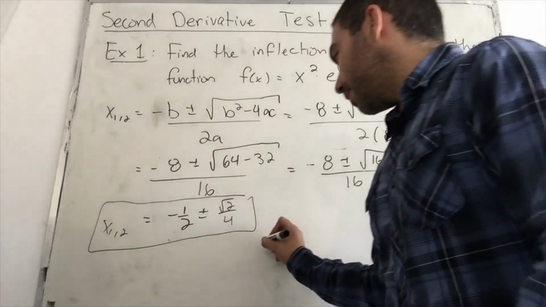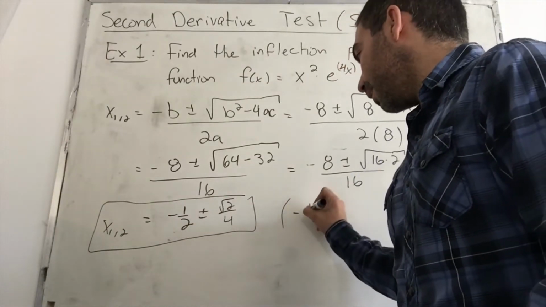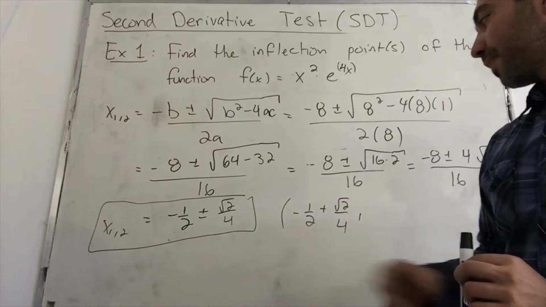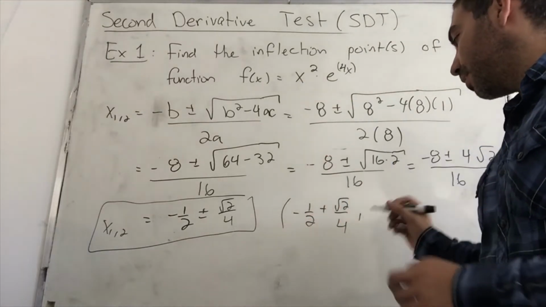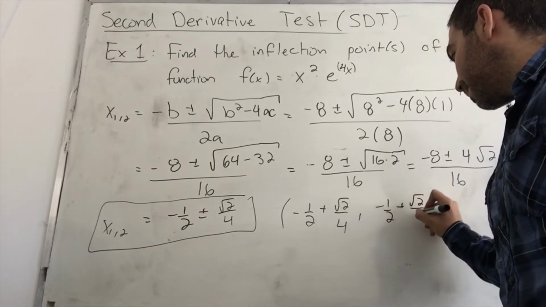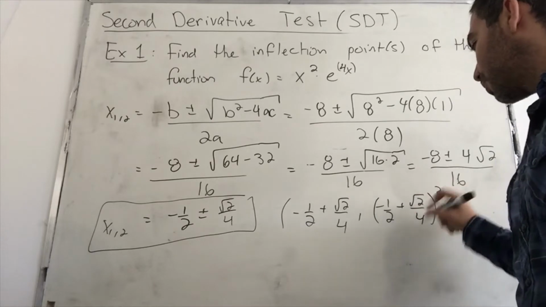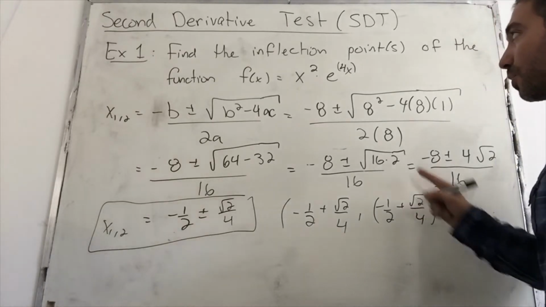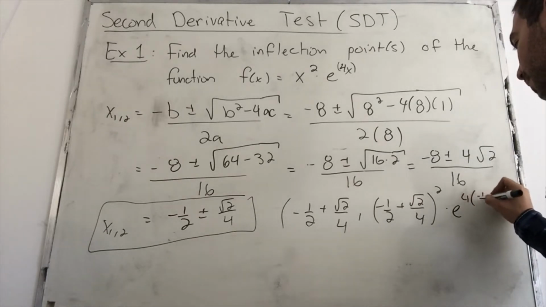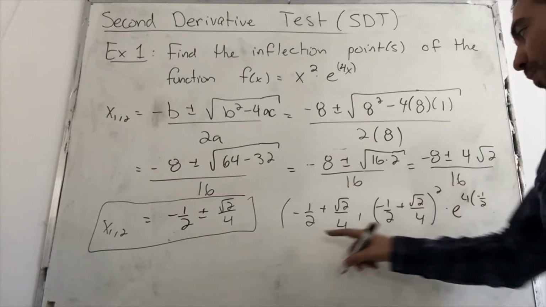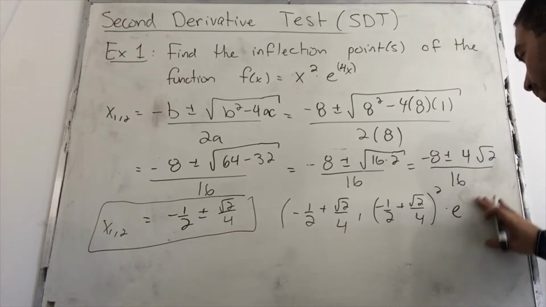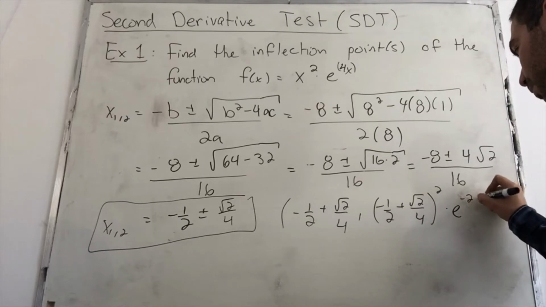So the point is for x1, negative 1/2 plus root 2 over 4. Plugging that into here, we get, let's just leave it as is, negative 1/2 plus square root of 2 over 4, all that squared, times e to the 4 times negative 1/2 plus root 2 over 4. Well, if we multiply this in by 4, we get negative 2 plus root 2.